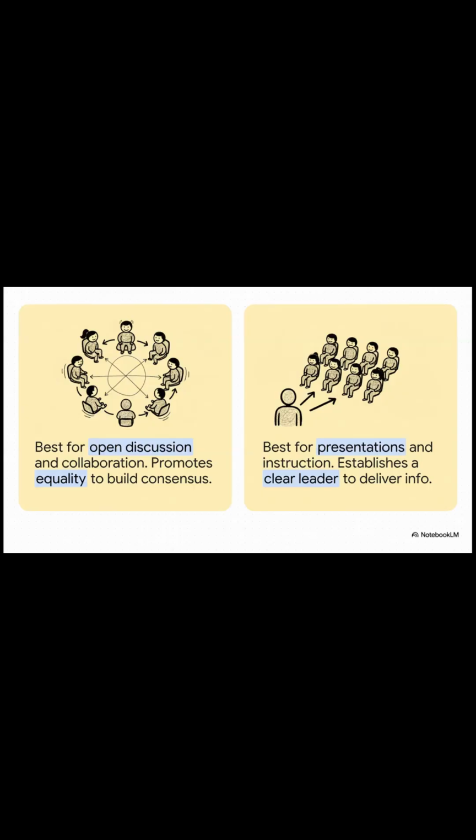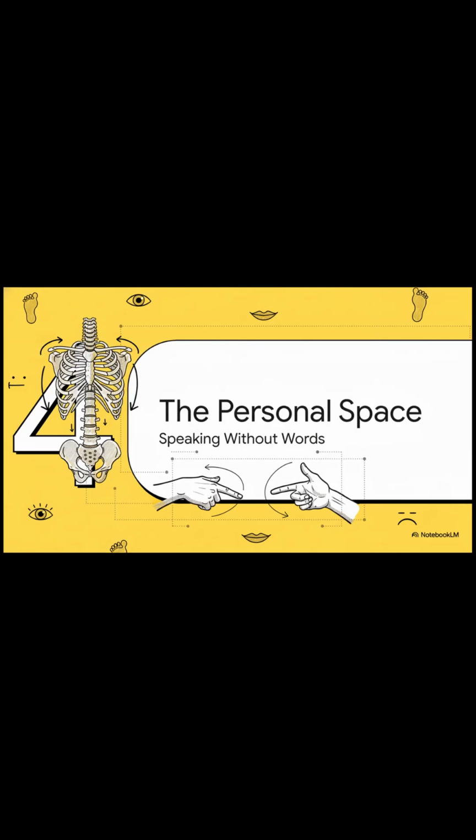And this slide lays it out perfectly. Look at the circular layout on the left. It's built for open discussion, for collaboration. It makes everyone feel like an equal. Now, compare that to the linear layout on the right. That setup creates a clear leader at the front. It's designed for delivering information. The physical shape directly supports the group's intention. It's fascinating.